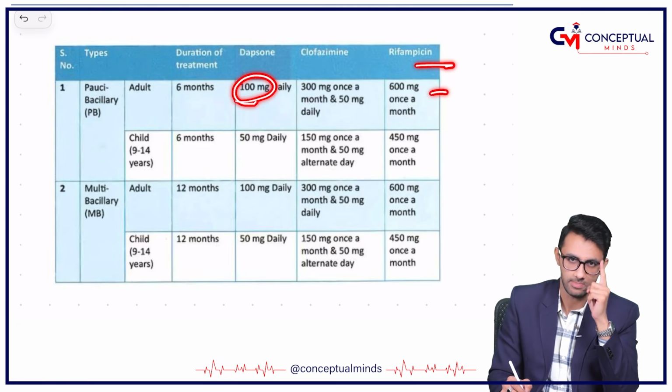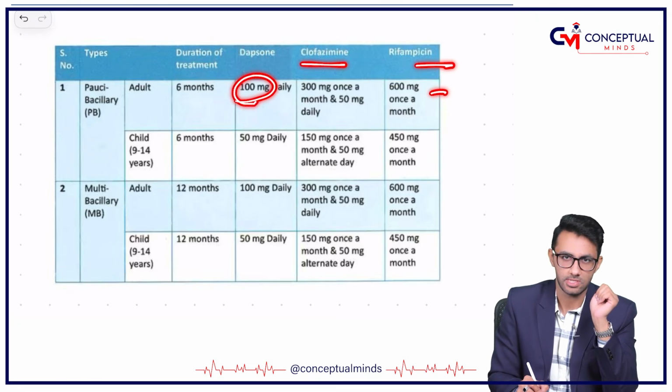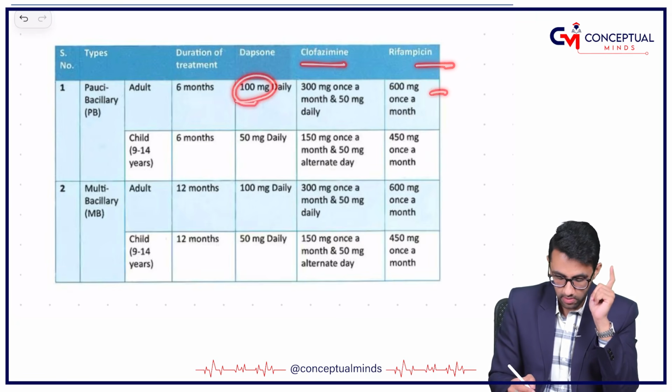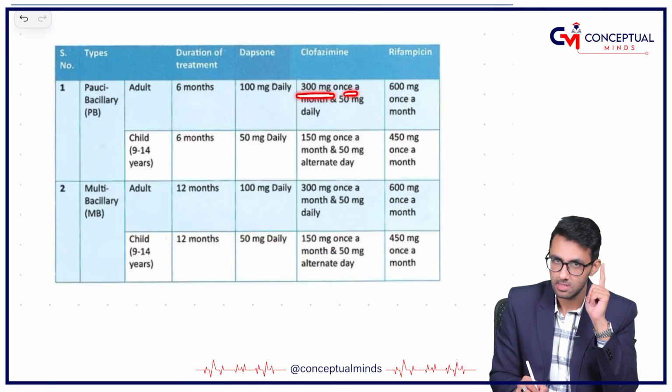Rifampicin was 600 mg once a month. Two drugs are done. Clofazimine, which is there. Okay, what we are going to do is use 300 mg once a month and 50 mg daily. Okay, you got it right?